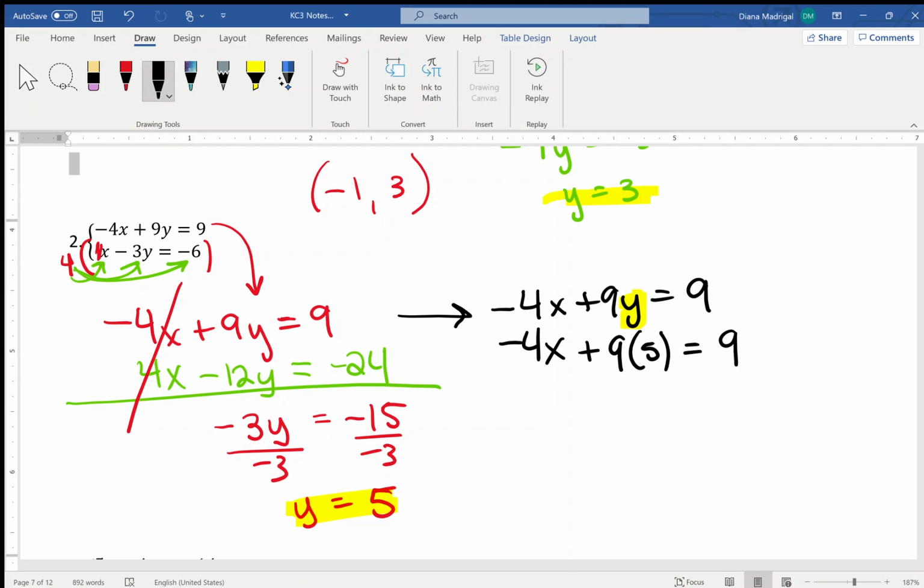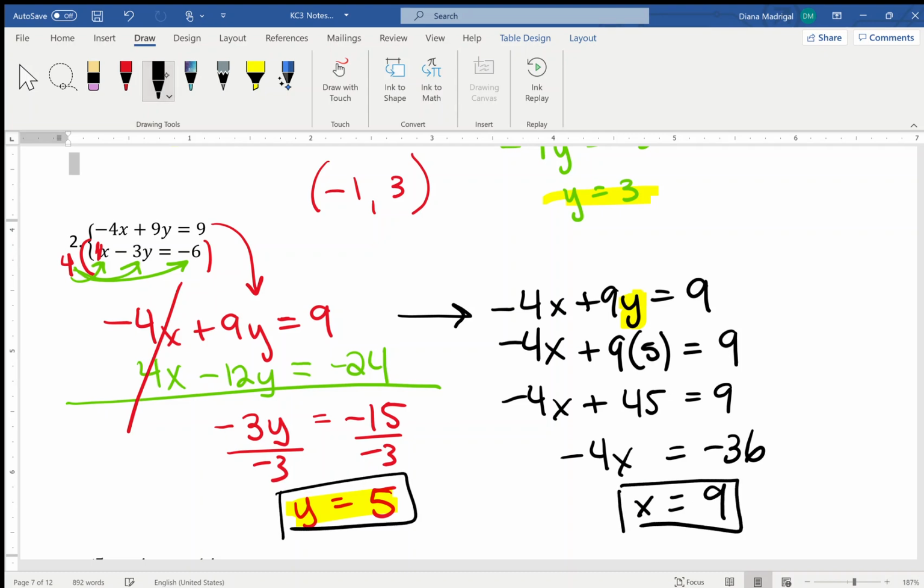Multiply the numbers because I need to multiply the parentheses first. So I have -4x plus 45 equals 9. To solve for x on this one, I need to get rid of 45 by subtracting 45 from both sides. So now I have -4x equals -36. To get x by itself, I need to divide by -4. So x equals +9. So again, I have my two answers. I wrote them as a coordinate point. So my answer is 9 comma 5. That's my answer for this.